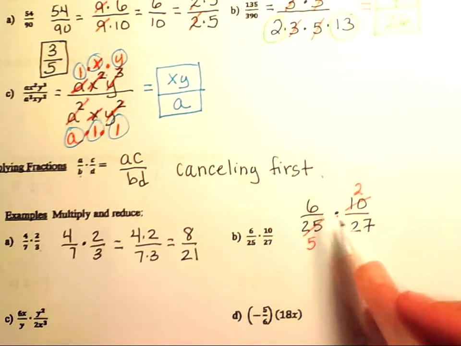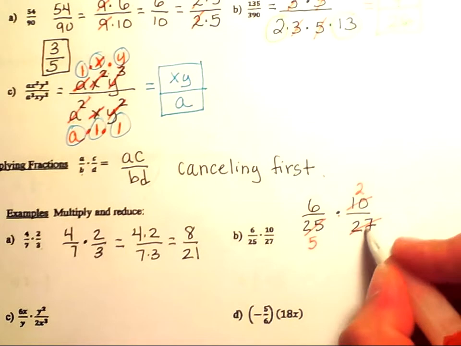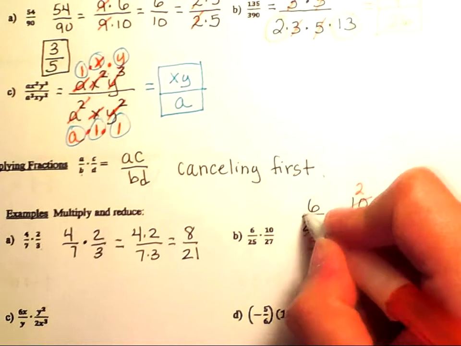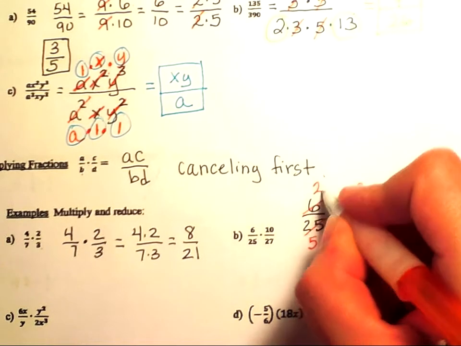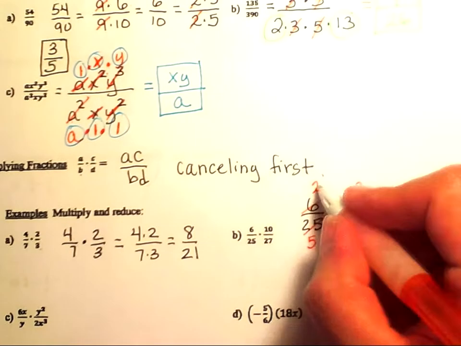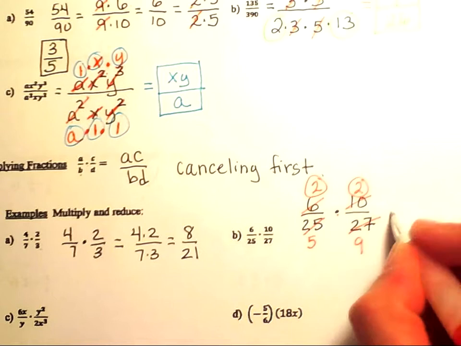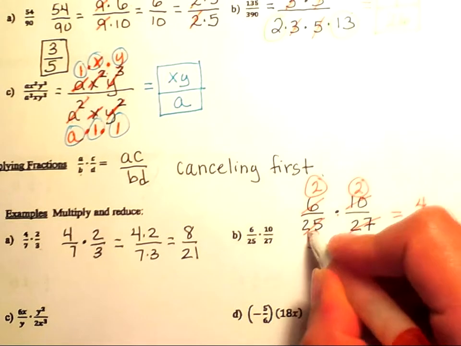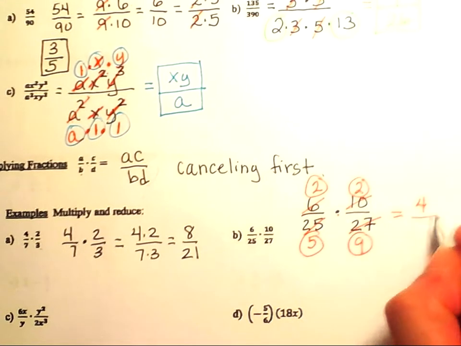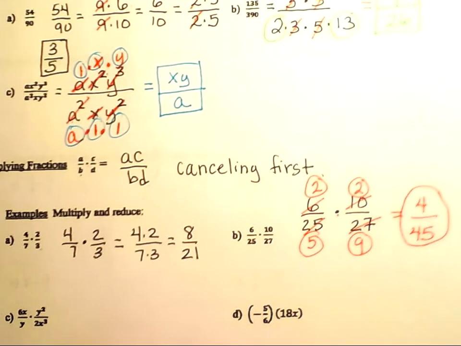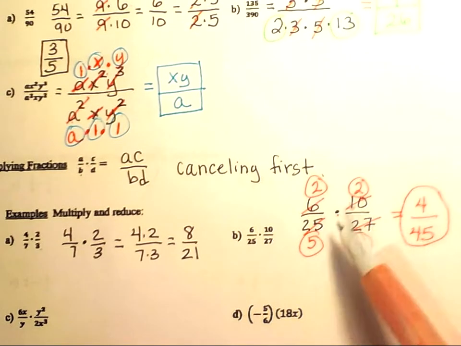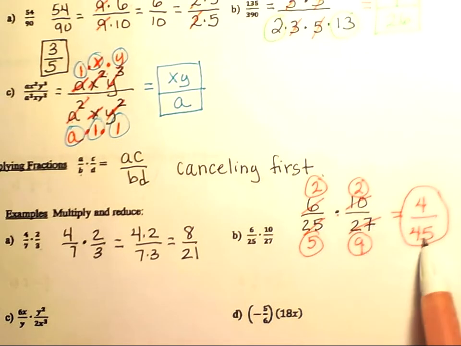There's also common factor of 3 here. 3 goes into 27 9 times, and 3 goes into 6 2 times. Now I'm left with 2 times 2, which is 4, over 5 times 9, which is 45. And there's no common factors here, so this is our reduced form.